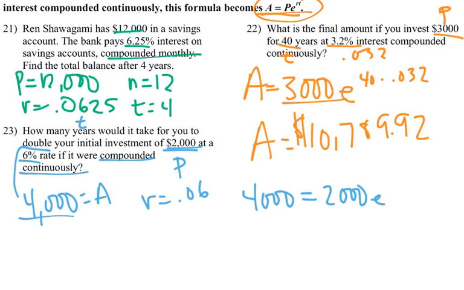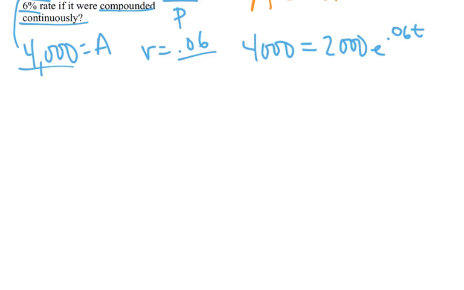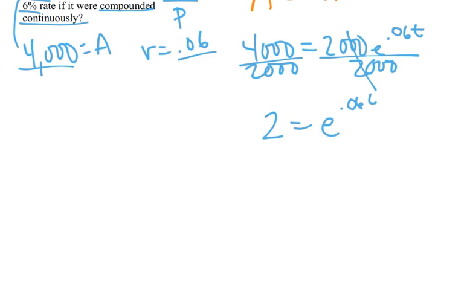E to the rate, 0.06, times the time. That's what we don't know. So now we're working backwards here. When we're working backwards, this is where we're changing the focus. Instead of that exponential, we want to put it as a logarithm. But first we need to get rid of this number out front, so I'm going to divide by 2,000. So we get 2 equals e to the 0.06 times t.